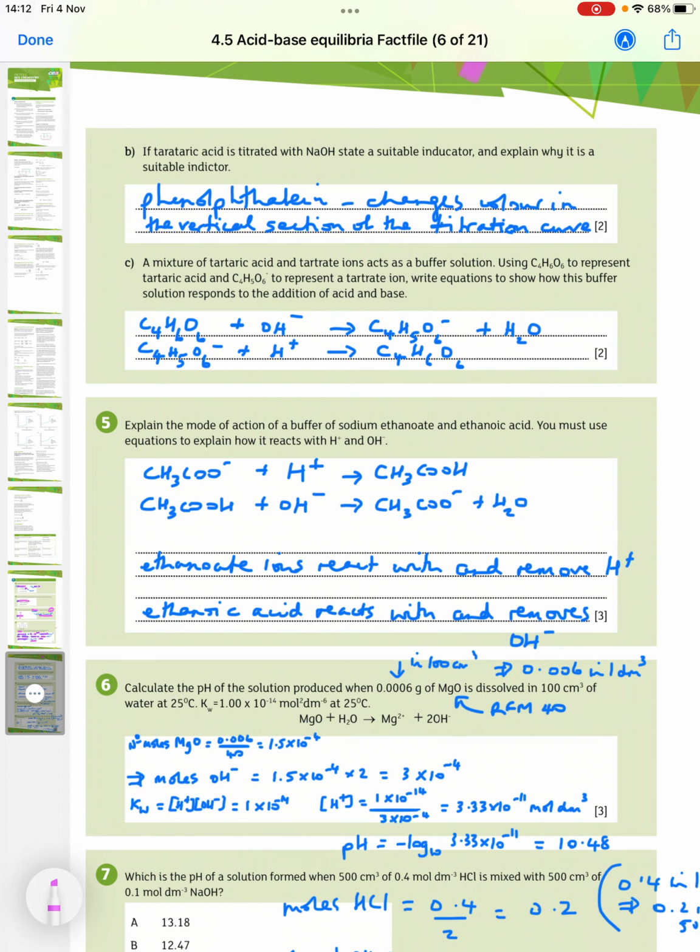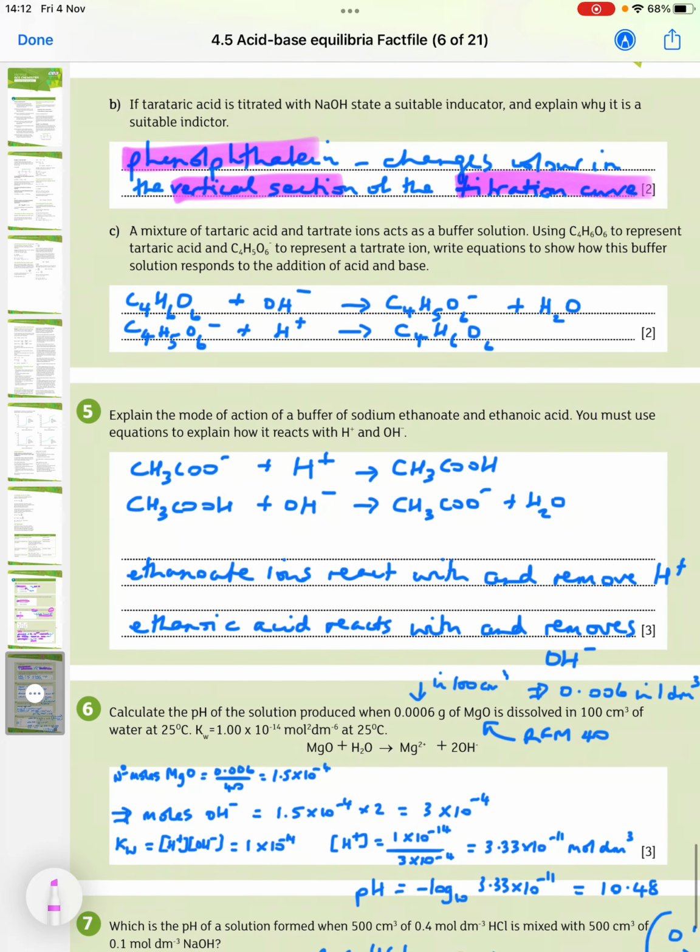Now B, if tartaric acid is titrated with sodium hydroxide, state a suitable indicator and explain why it's a suitable indicator. So stating the answer there is phenolphthalein. And then your explanation is that it changes colour in the vertical section of the titration curve. So try not to say it changes at the end point, that's a bit sketchy. You need to say in the vertical section of that titration curve when you plot the graph.